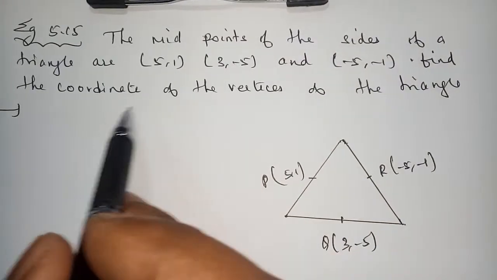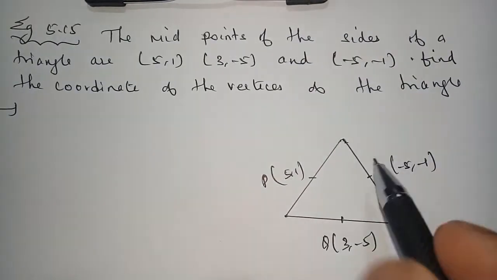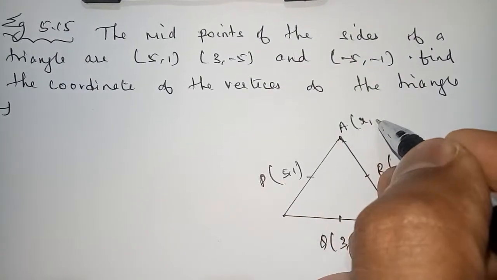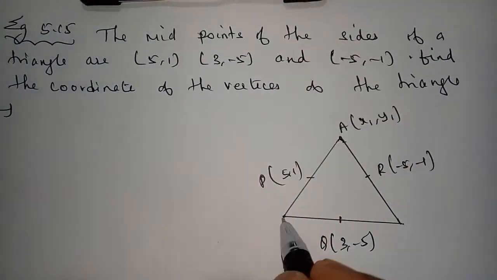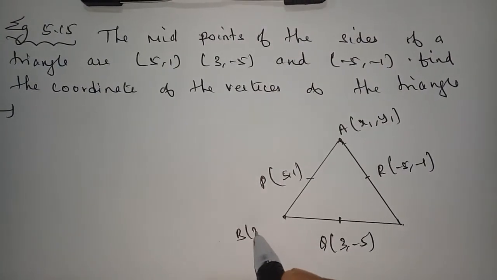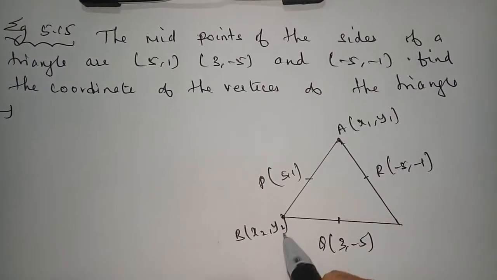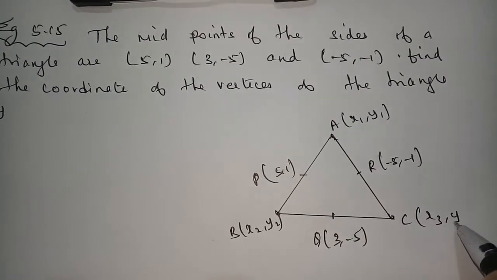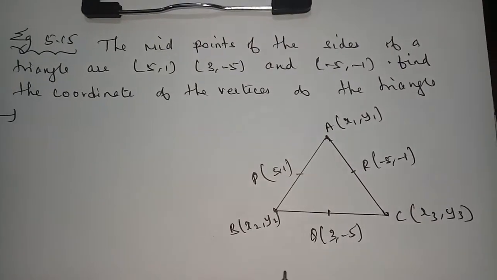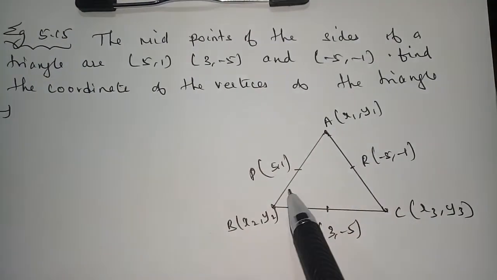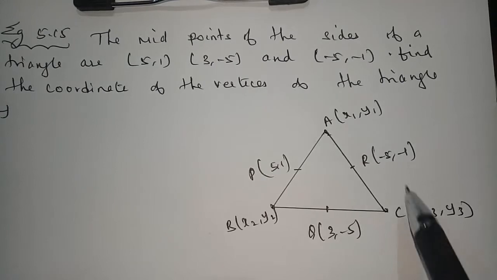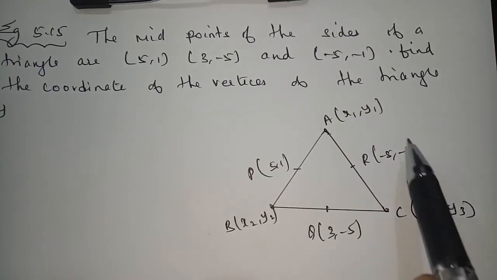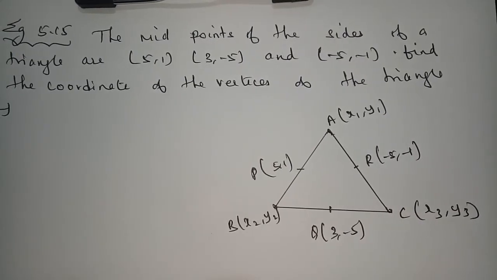Find the coordinates of the vertices of the triangle. So these are the vertices of the triangle. We can keep them as A (x1, y1), B (x2, y2), and C (x3, y3). Now we need to find the points A, B, C, the vertices. So the values we need to find are x1, y1, x2, y2, x3, y3.